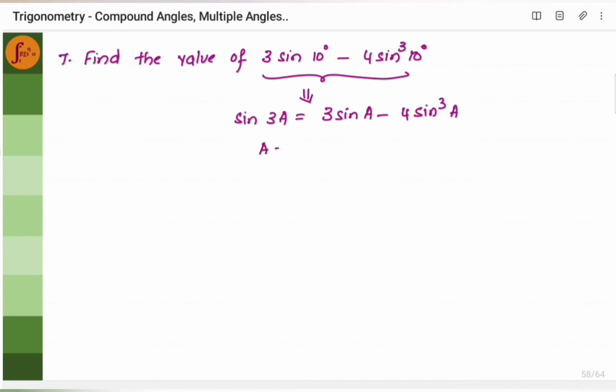And a is nothing but 10 degrees here. This is a here. So this entire thing is sine 3a, right? Sine 3 into a, it is 10 degrees. Sine 3 into a, instead of a, it is 10 degrees. So sine 3 into 10 is nothing but sine 30. What is sine 30 degrees? Sine 30 degrees is half. So this is the value of this particular expression, half.